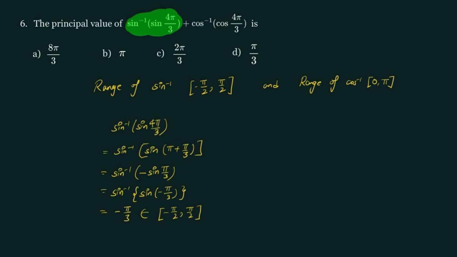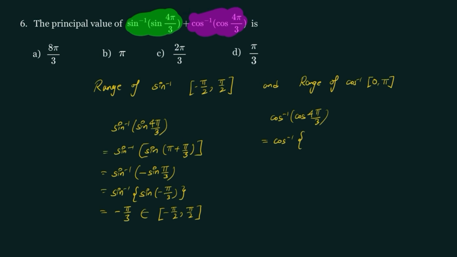Now let us try to find out the value of cos inverse of cos 4 pi over 3. So for that, let me write cos inverse cos 4 pi over 3. Now again, 4 pi by 3 does not lie in its principal value range, so we need to modify it a little bit.